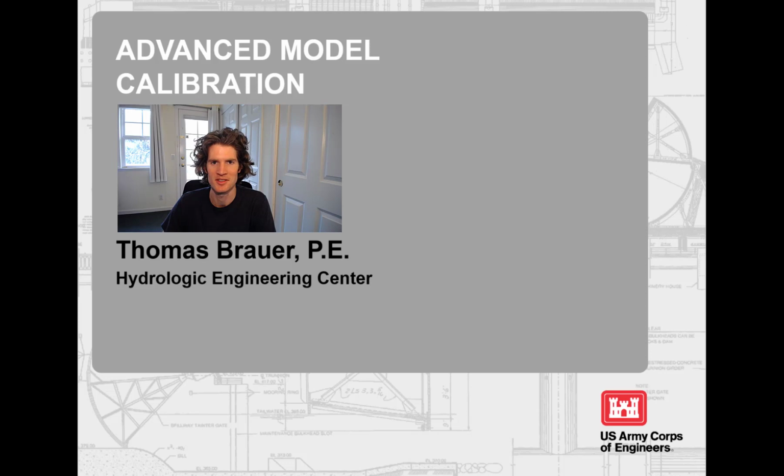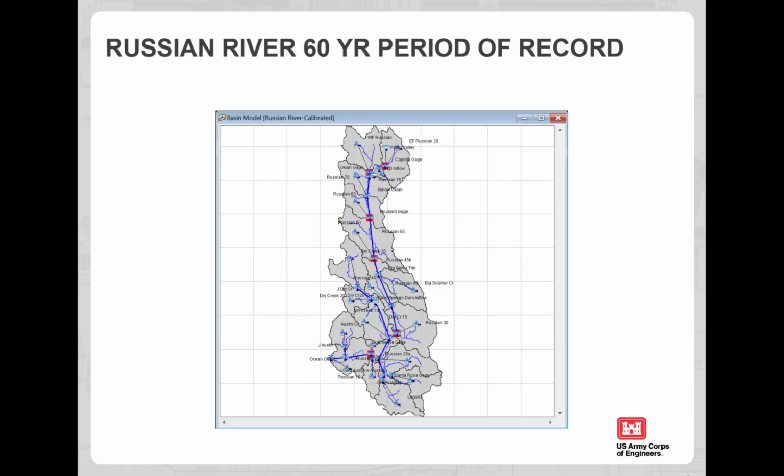In this video, I'm going to go over some advanced calibration techniques that were used in a 60-year continuous simulation of the Russian River in California. This is the Basin Map as configured in HEC-HMS. As you can see, there are 6 calibration locations.